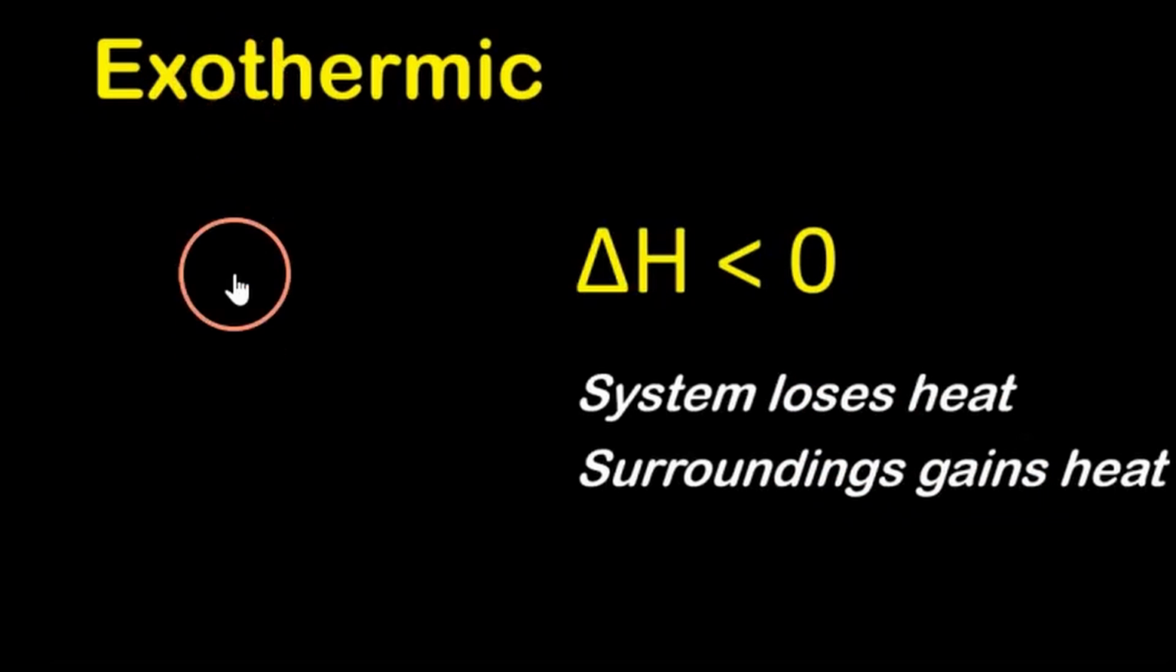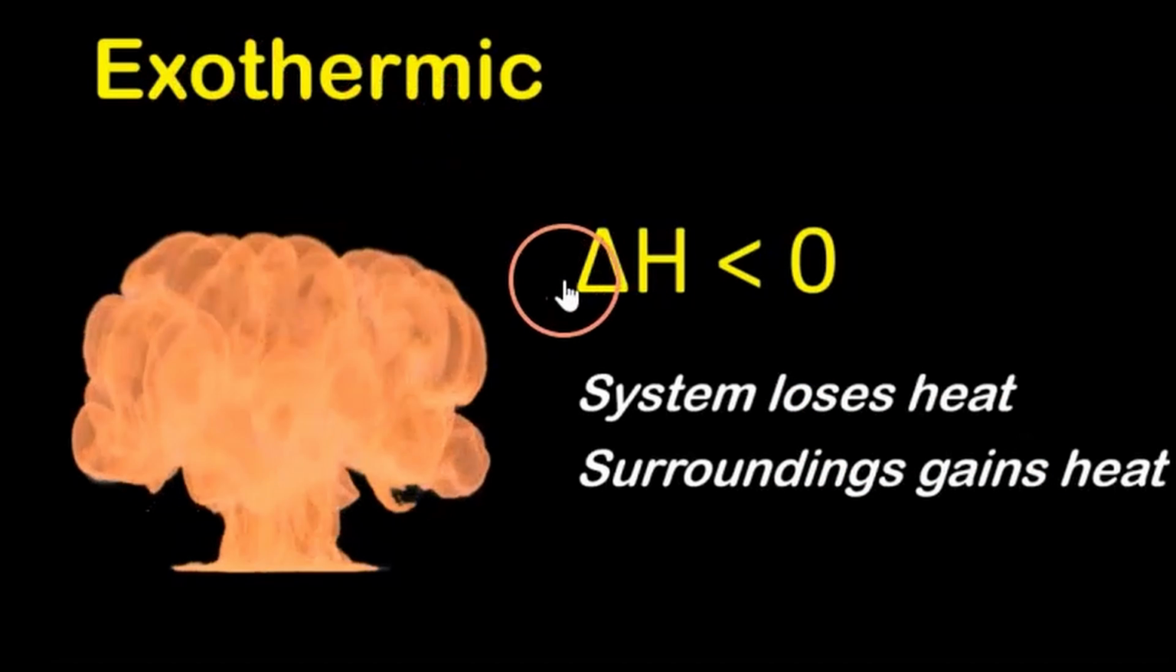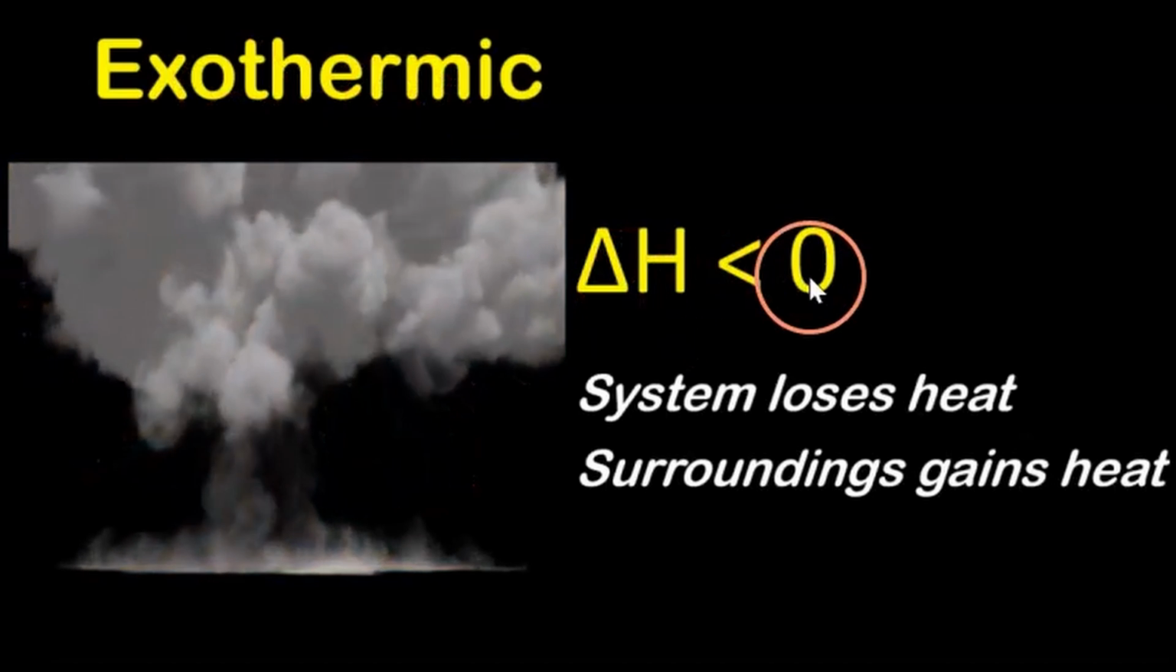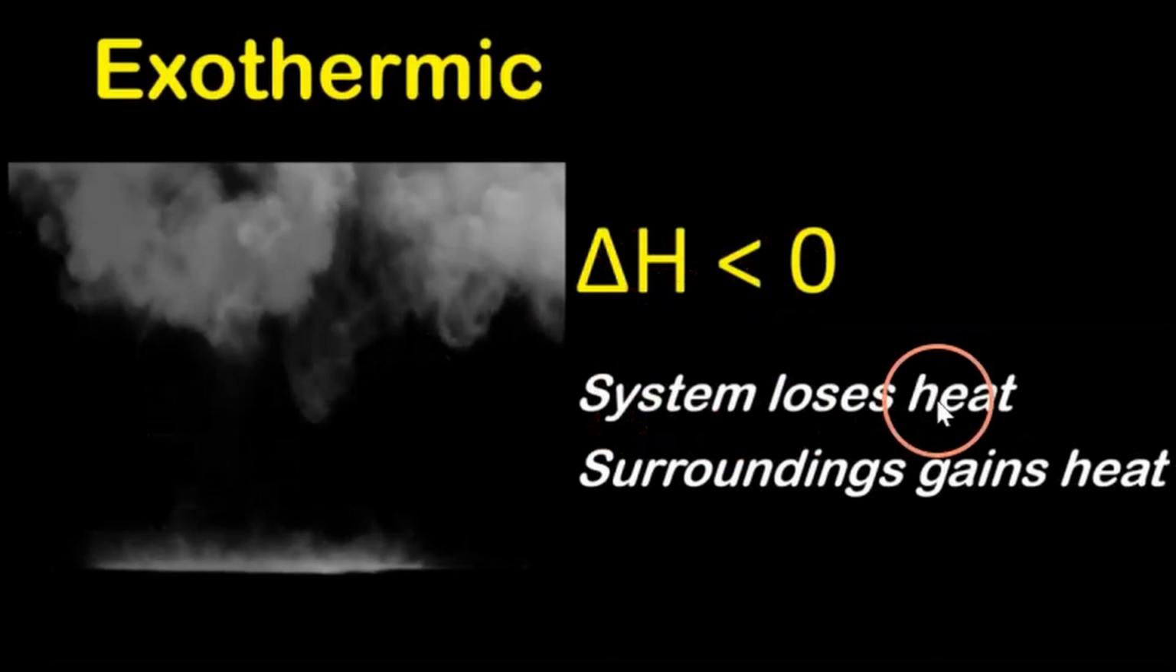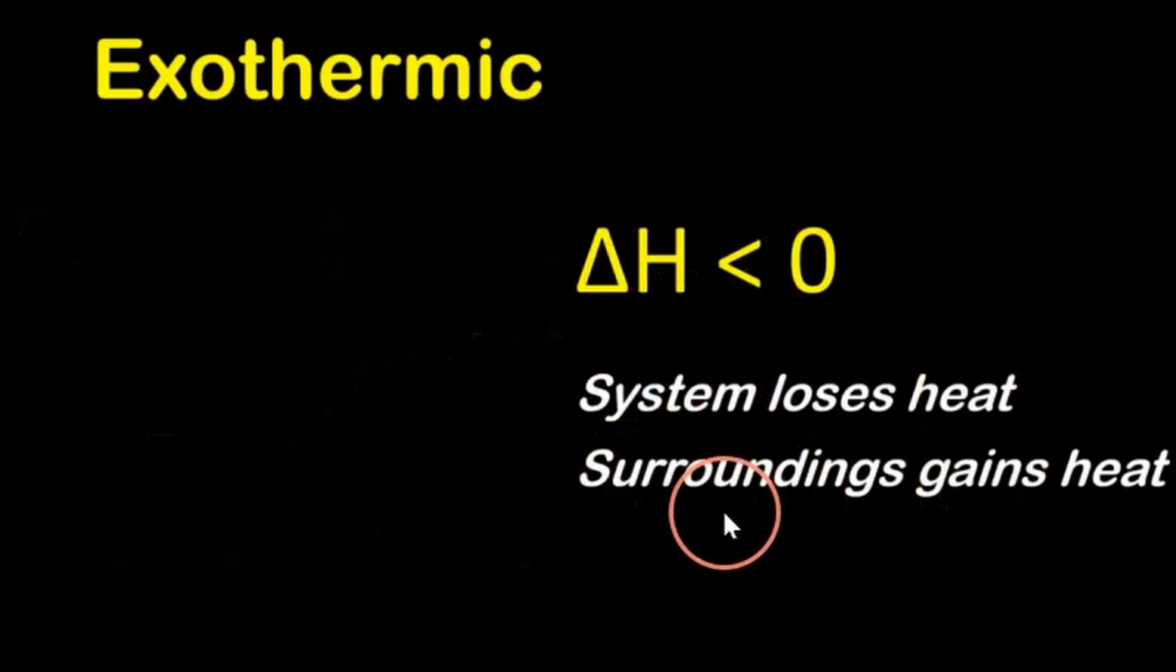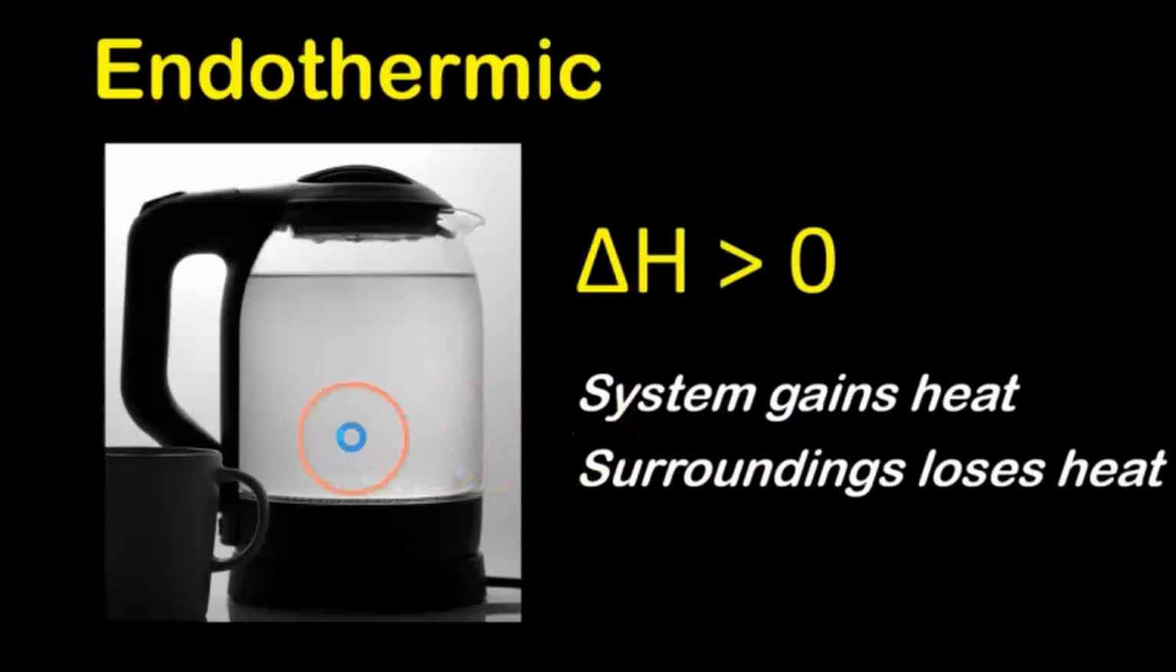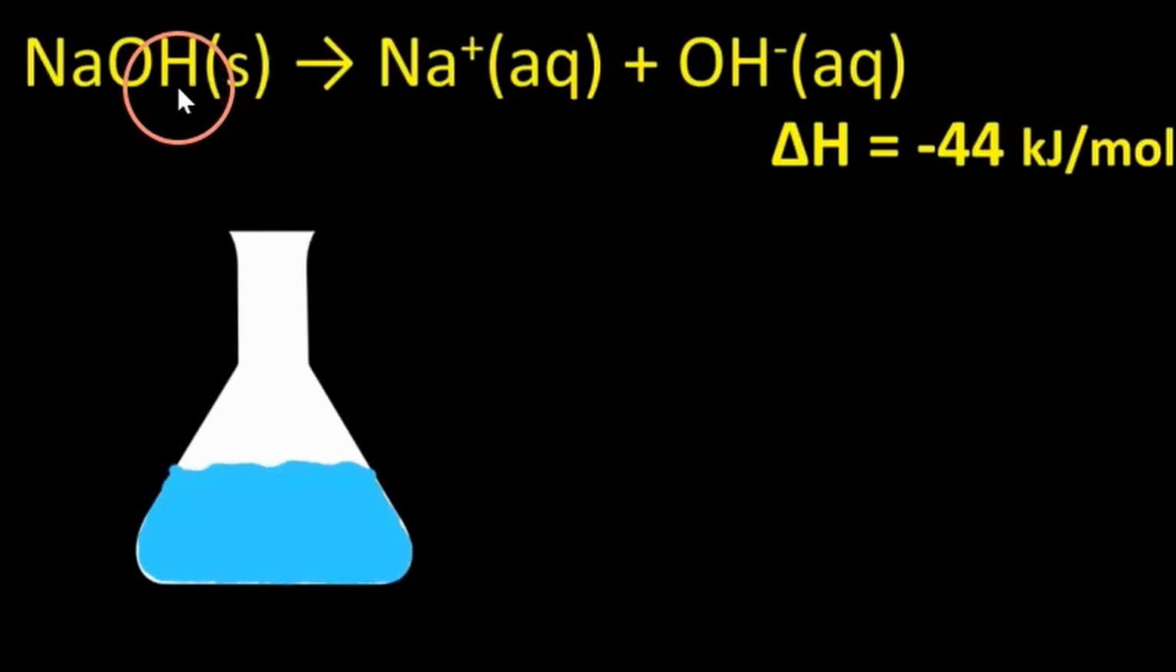So we'll start off with exothermic reactions. Exothermic reactions have a delta H that's less than 0. It's negative, so the system loses heat and the surroundings will gain heat. An endothermic reaction is the opposite, where the enthalpy change is greater than 0, so we have heat transfer going into the system because it's positive, and as a result, the surroundings lose heat as we pump it into the system.